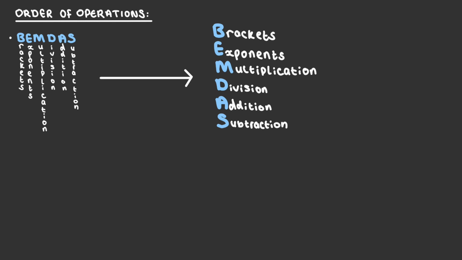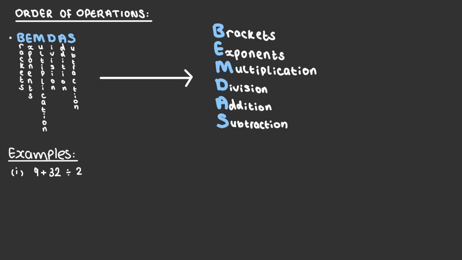The order of operations tells us in which order different operations should be applied to a sum. Operations are just mathematical processes. For example, multiplication, division, addition, or subtraction of numbers. The order of operations can be memorized by using the acronym BEMDAS, which stands for brackets, exponents, multiplication, division, addition, and subtraction. Whenever we are dealing with more complex sums, we can use the order of operations to apply each operation in the correct order.